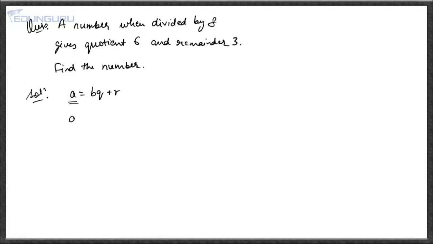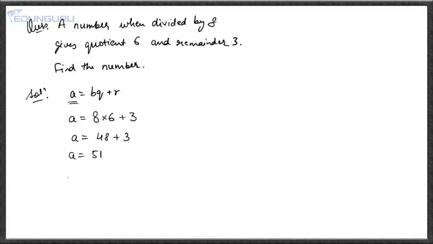So, in this case, A is equal to, B, remember in this case is 8. So, let me write it as 8. Q, the quotient here is given in this question as 6. So, 8 into 6 plus the remainder, and that is 3. So, plus R, and that is 3 in this case. So, it becomes equal to 8 into 6 is 48 plus 3, and that is equal to 51.